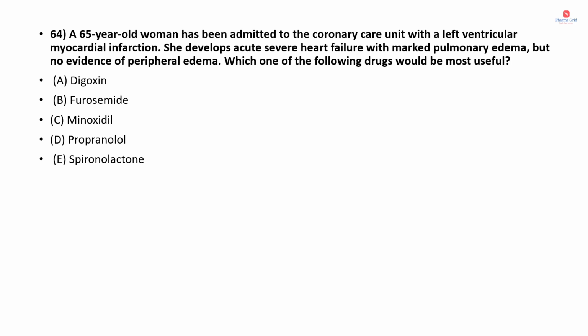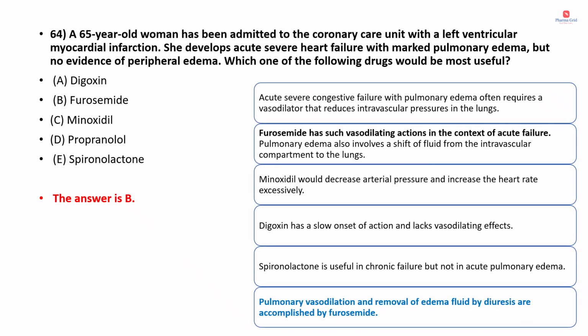Moving on to the next question. A 65-year-old woman has been admitted to the coronary care unit with a left ventricular myocardial infarction. She develops acute severe heart failure with marked pulmonary edema but no evidence of peripheral edema. Which one of the following drugs would be most useful? The options are digoxin, furosemide, minoxidil, propranolol, spironolactone. Here, the correct answer is option B, that is furosemide, which is a loop diuretic.